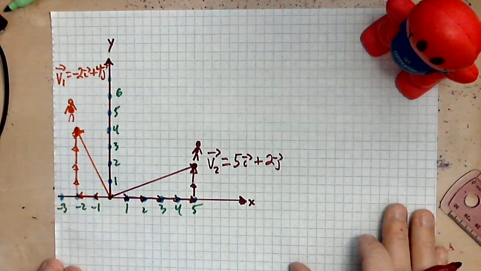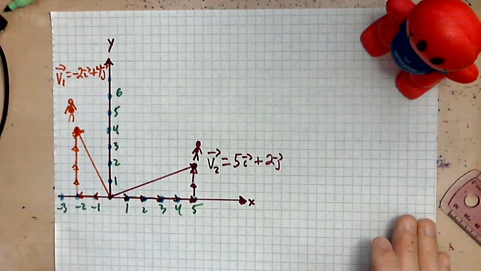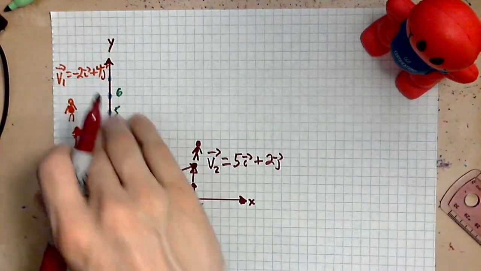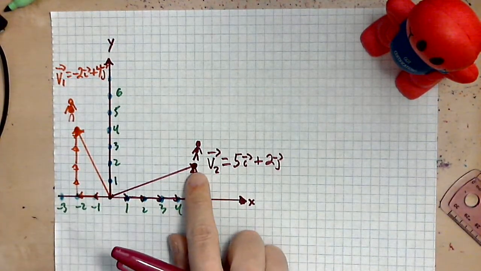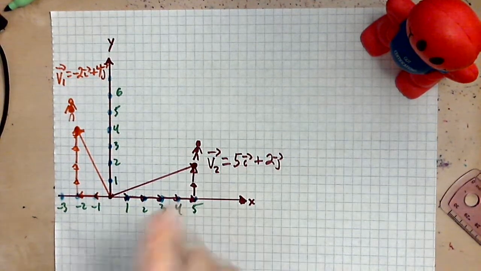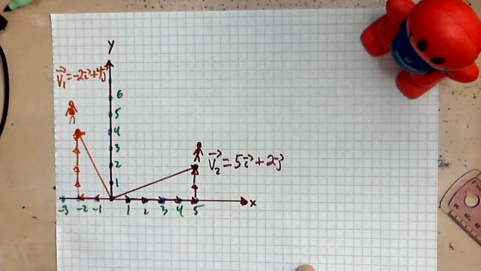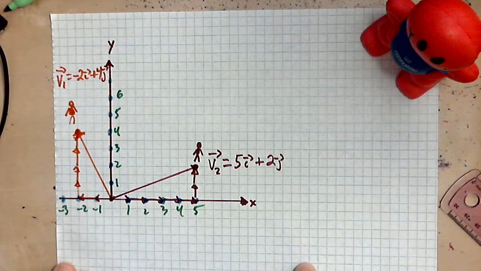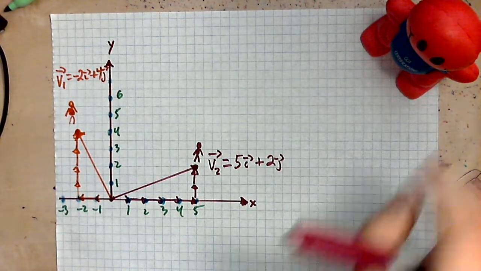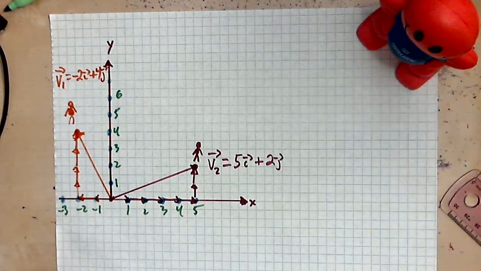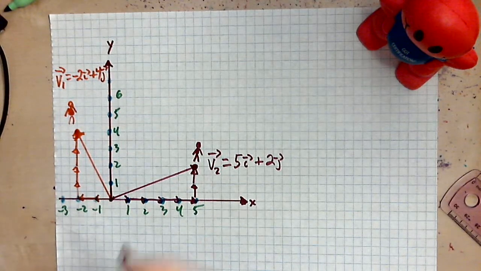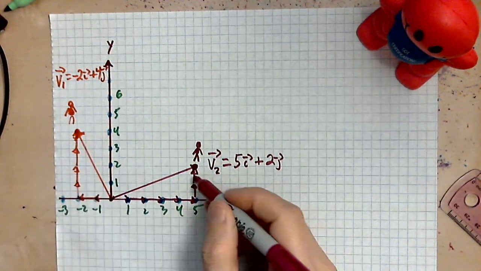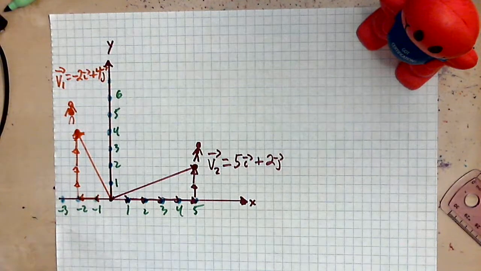So let's take a look at the following now. Imagine the orange guy wants to run down to the purple guy for whatever reason. Okay, maybe to lend him a helping hand, maybe to take his pot of gold, who knows. But the question is, find a vector that will take us from the orange guy to the purple guy. So the way to do that is as follows.